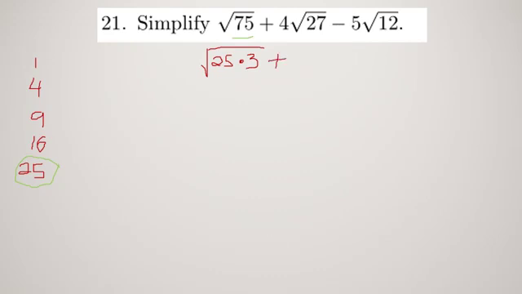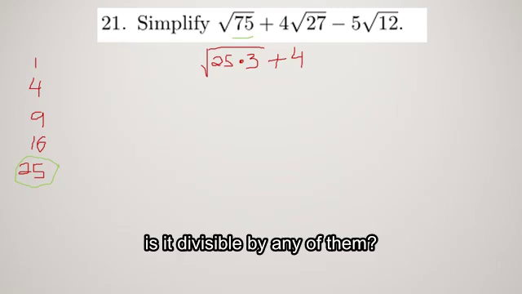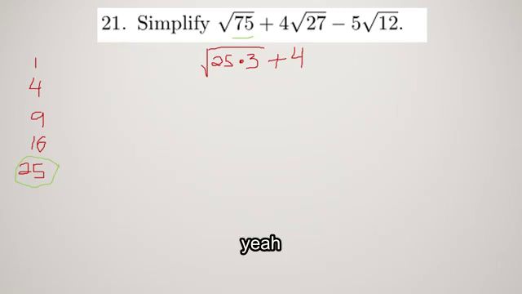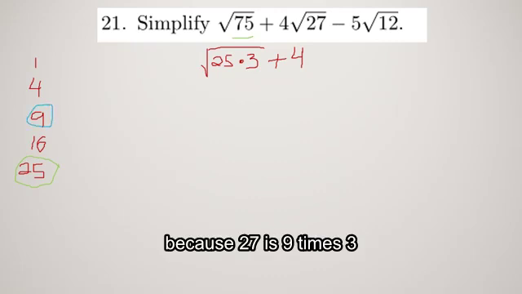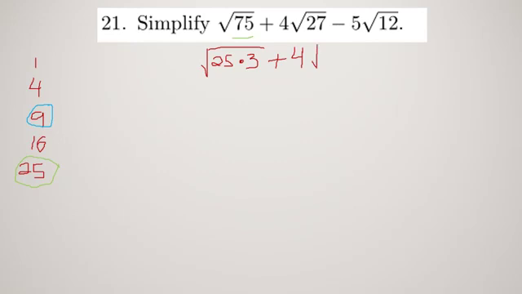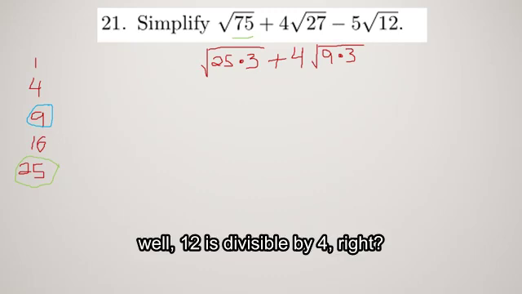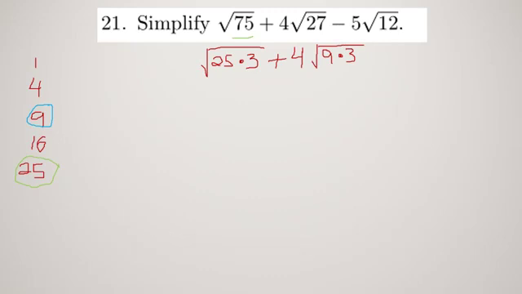Plus 4 times, how about 27? Is it divisible by any of them? Yeah, it's divisible by 9, right? Because 27 is 9 times 3. So, that's 9 times 3. How about 12? Well, 12 is divisible by 4, right? 12 is 4 times 3. So, let's do that. Minus 5 times 4 times 3.